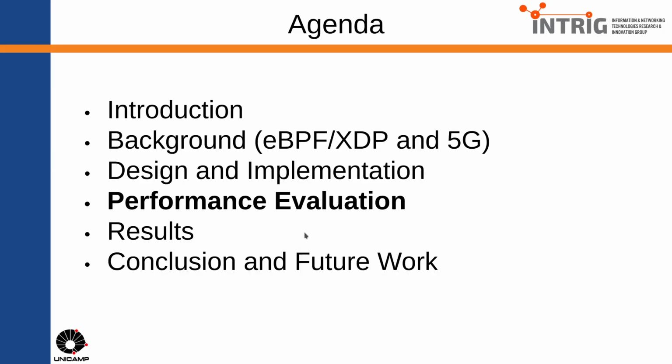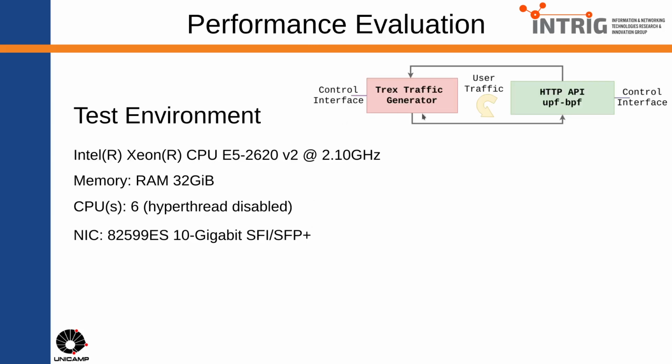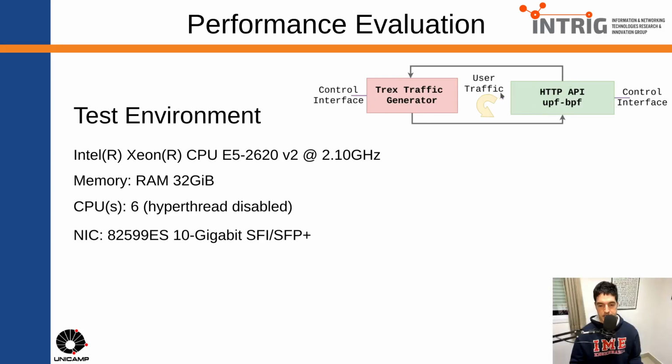So let's jump to the performance evaluation. Here is the test that I was talking about. Basically, we have two machines. These machines have the HTTP API and the UPF BPF library, and there is a T-Rex traffic generator that is responsible for generating the traffic. So here is the configuration of the machines.